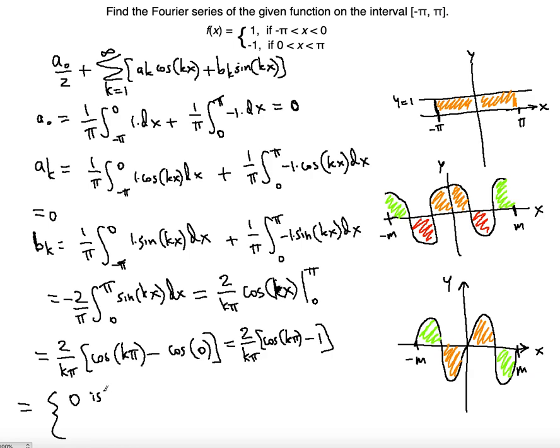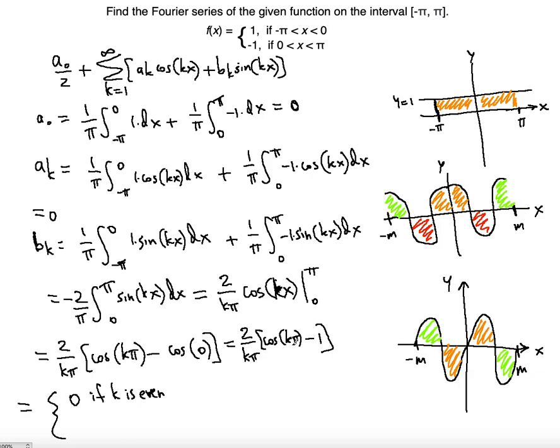If k is even, right, because if k is even, what are you going to have? Let's say cosine of 0 is 1. 1 minus 1 is 0, right? So it gets the whole thing being equal to 0. So if k is even, you get 0.